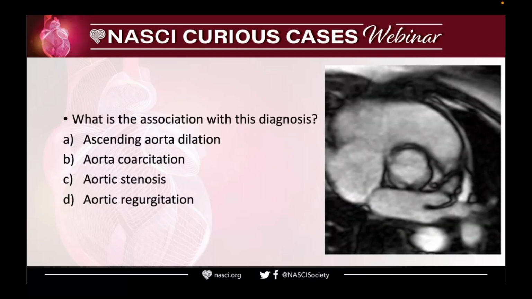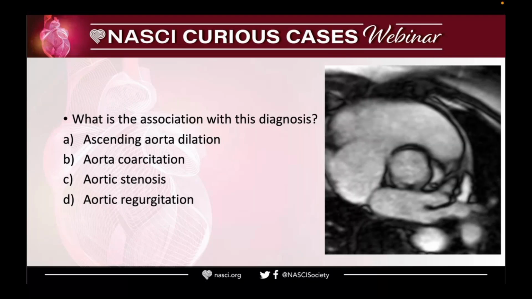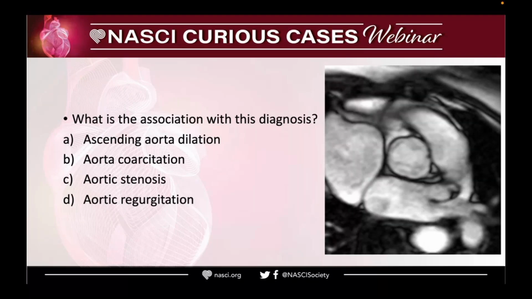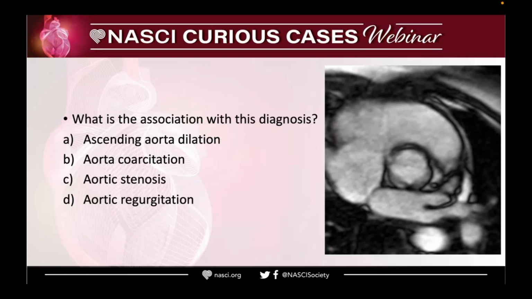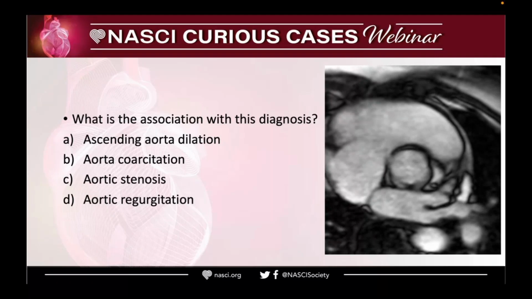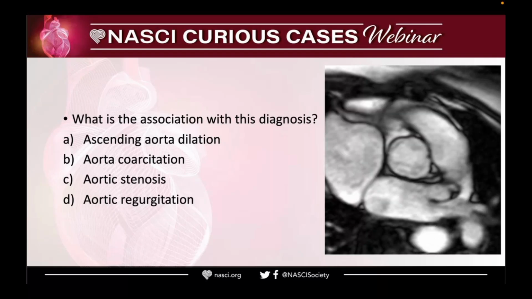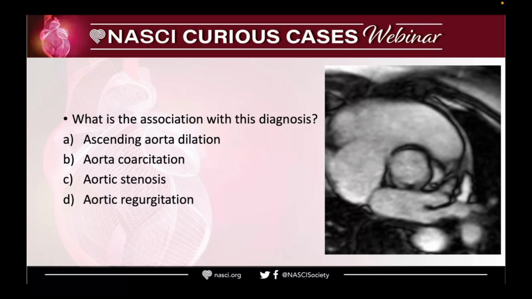What's the association with this diagnosis? This is another companion case. Is it ascending aorta dilation? Is it aorta coarctation? Is it aortic stenosis? Is it aortic regurgitation? Any volunteer? Any VCU trainee?